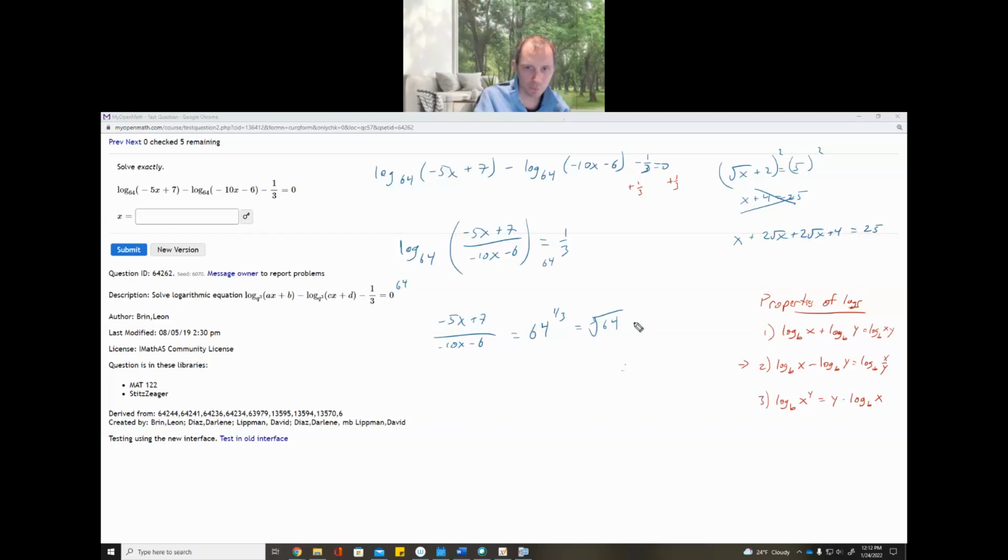The cube root of 64 is just 4, right? 4 times 4 times 4 gives me 64. All right, so this is simplified a little bit.